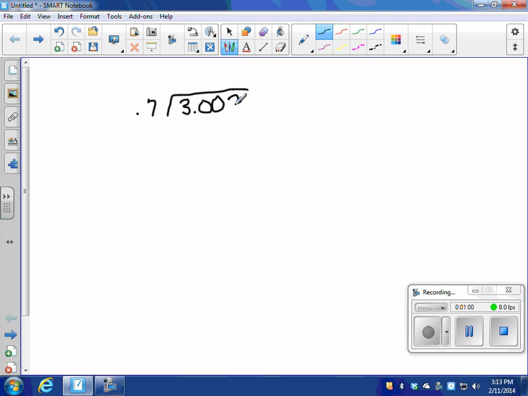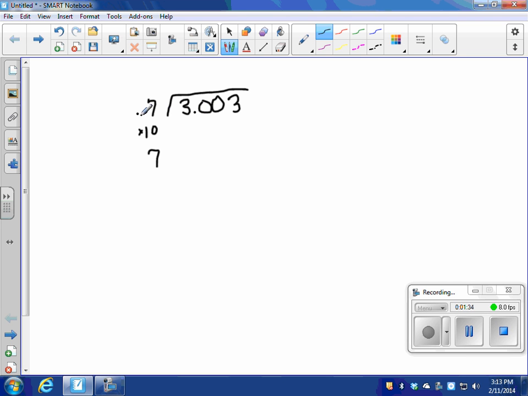So we start with this problem. We've got 3 3/1000 divided by 7/10. The first thing we want to do is make our divisor a whole number. We can do that by multiplying our divisor, since it's 7/10, by 10. That changes our divisor to the whole number 7. If I'm going to multiply my divisor by 10, I also need to multiply my dividend by 10.